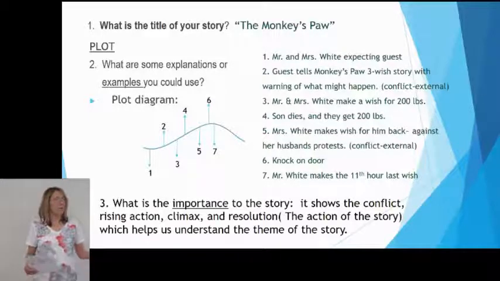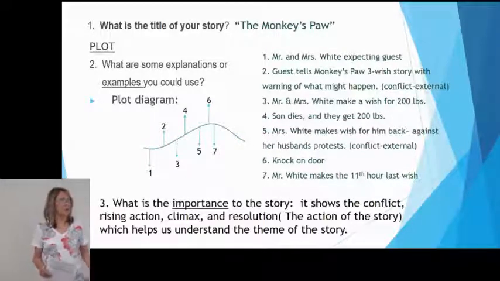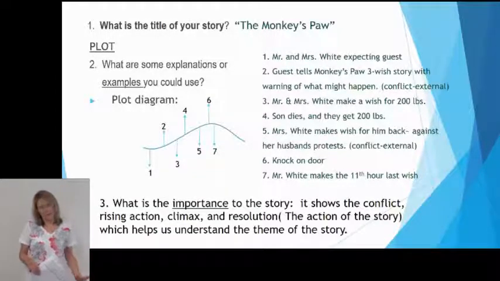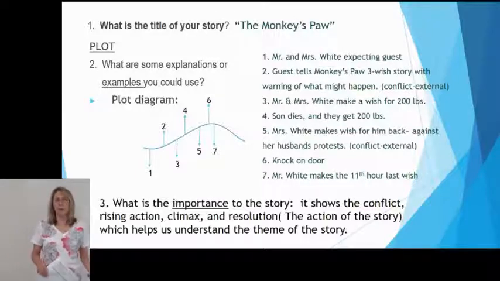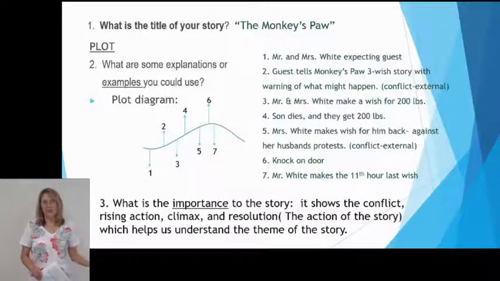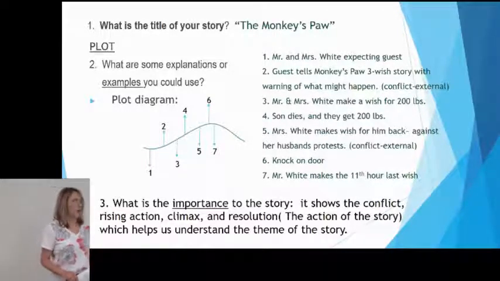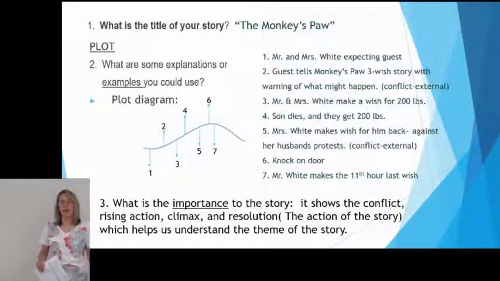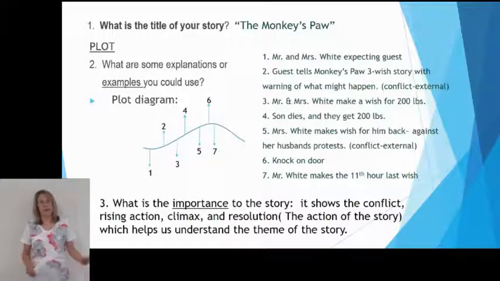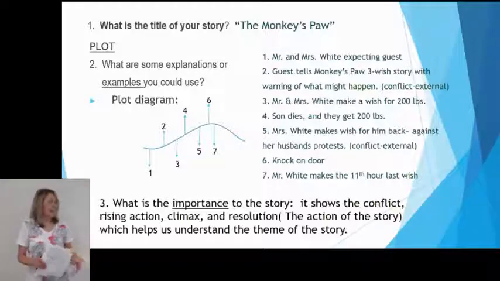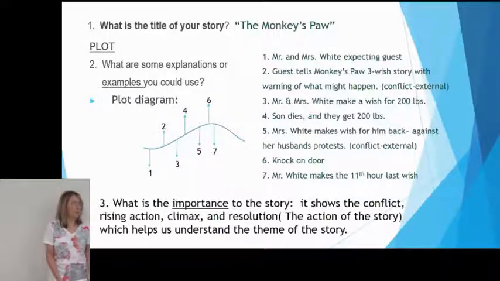Then Mrs. White makes a wish for him to come back against her husband's protest. Now, I don't know about you, but my experience with people who are deceased for longer than about 5 minutes is that they need to stay that way. And then, of course, after the wish, there's a knock on the door, and then the last but not least part is Mr. White makes an 11th hour wish, and of course his wish is that his son doesn't come back.